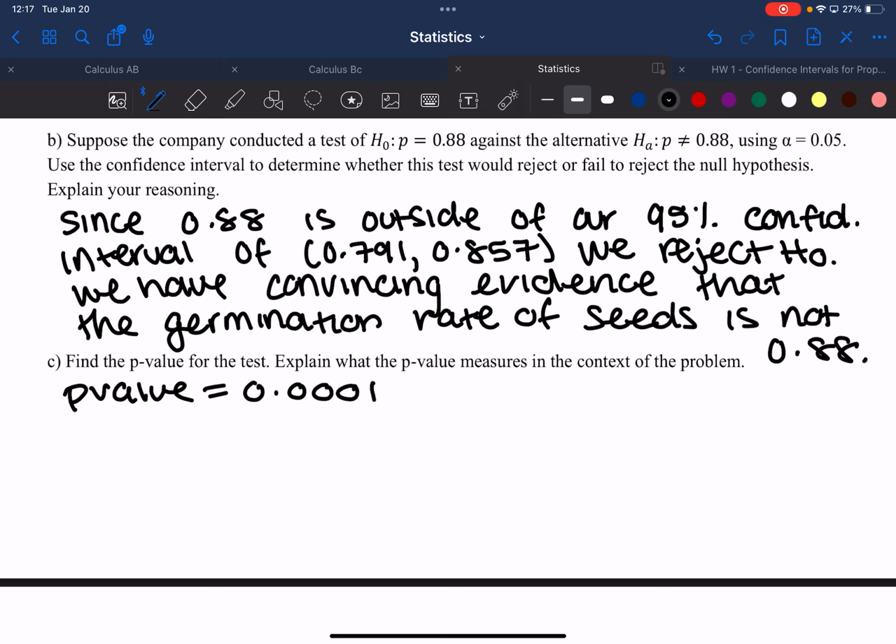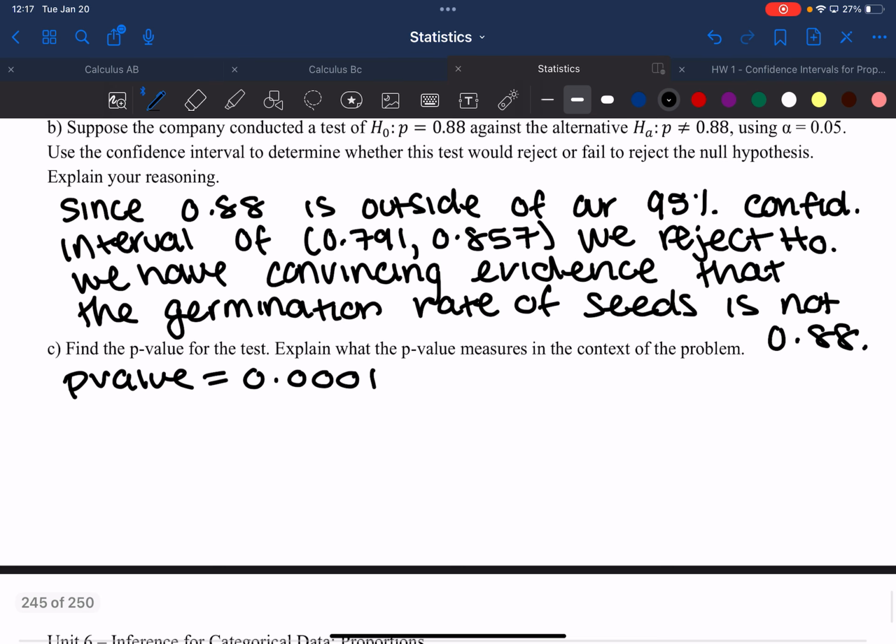So let's say I change this and instead of 0.88, it was like 0.8. Okay, would 0.8 fall inside of that interval? Yes, so we can make the prediction that the p-value is going to be much higher, right? Because it's inside of the interval.